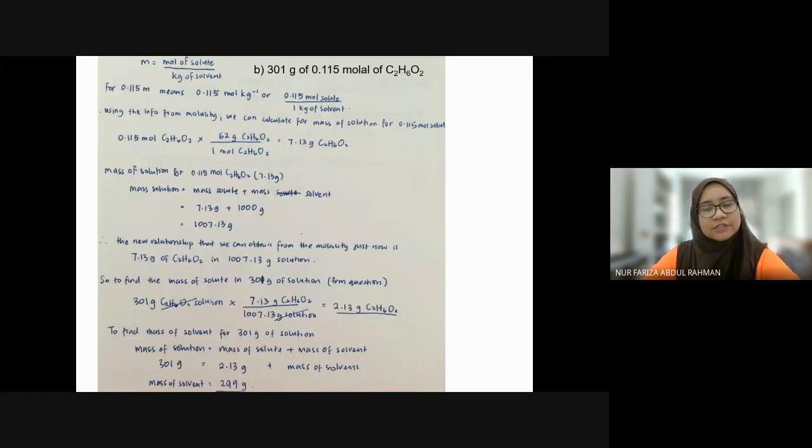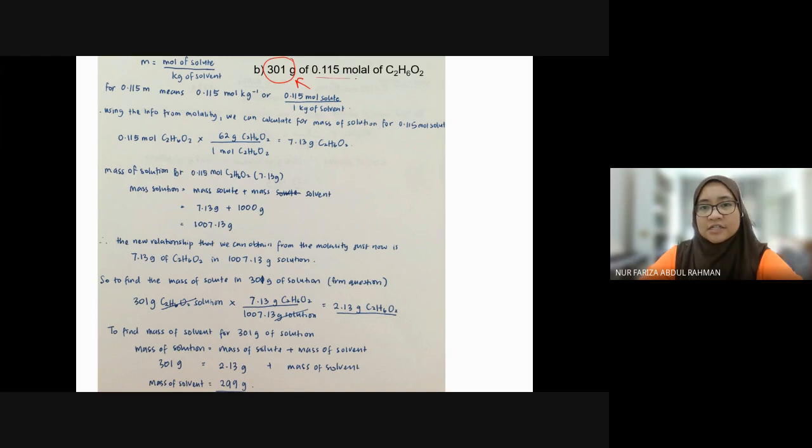So moving on to the second question. So I have prepared this answer. Okay, and we also have alternative to this answer. Okay. All right. So B. This is the information given for the solution. So 301 gram. So this represents the solution itself. Okay, 301 gram of 0.115 molar of C2H6O2 solution. Okay, so please bear in mind this represents the mass of the solution.